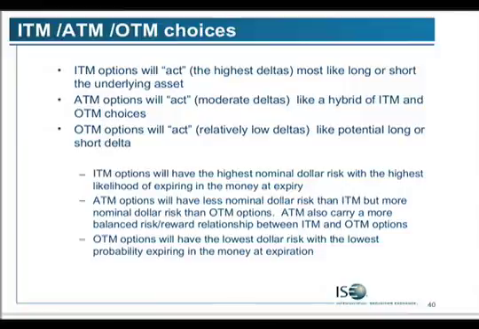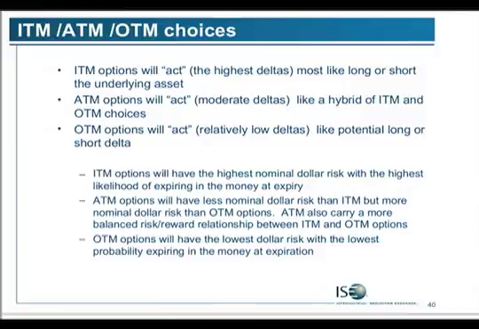The out of the money options are going to act like potential long or short delta, but initially they're not going to act too much like it. They're going to have very low deltas. So you have high, moderate, and then relatively low.